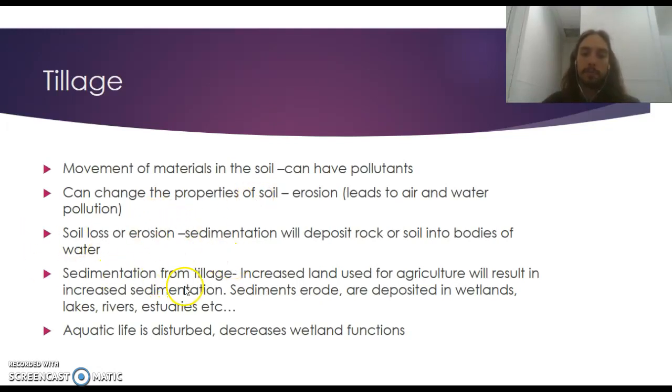So sedimentation from tillage is kind of like we get this increased land usage for agriculture. It's going to result in increased sedimentation, aka erosion and deposition. The sediments are eroding, they're deposited in wetlands, lakes, rivers, estuaries, etc. Bodies of water. That's where the sediment is going from farmlands. Then after that, aquatic life is disturbed.